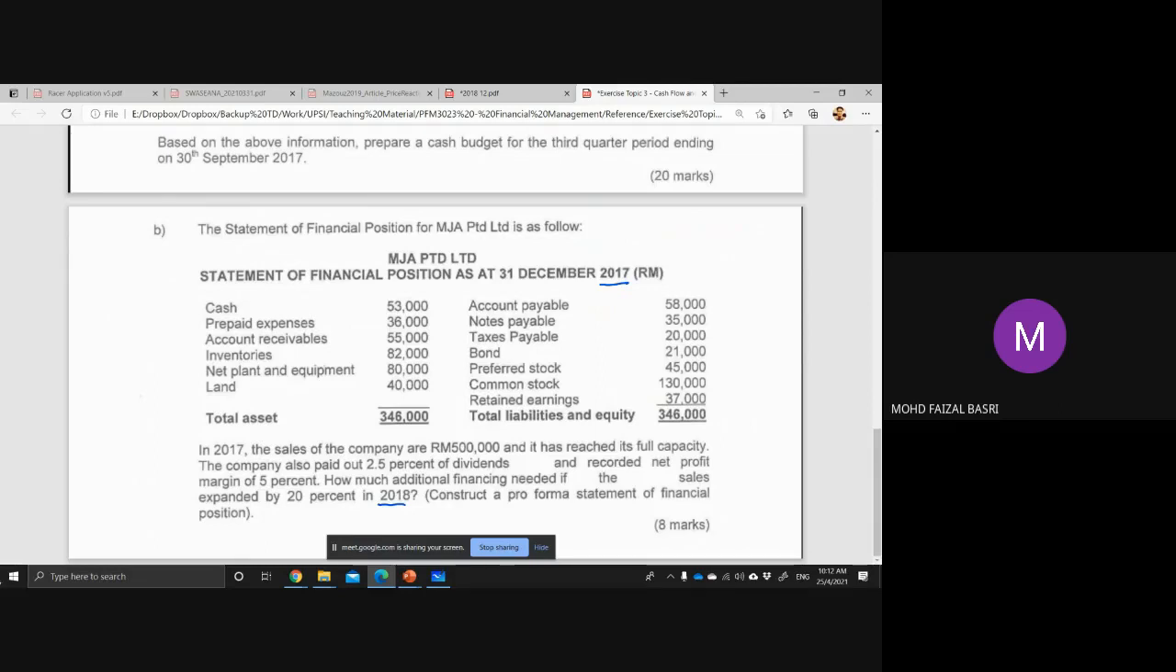So in terms of format, you don't have to worry, right? The format will be the same as our statement of financial position. The items will remain the same as well. Okay, items akan remain the same.